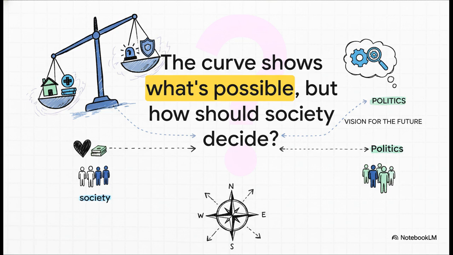Economics can show us the trade-offs, it can lay out the options, but it can't choose our path for us. That choice, well, that's a reflection of our values, our politics, and our shared vision for the future. So the real question isn't just what's possible, but what kind of world we actually want to build.